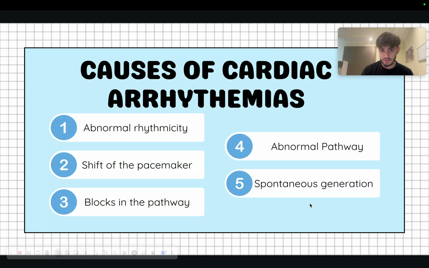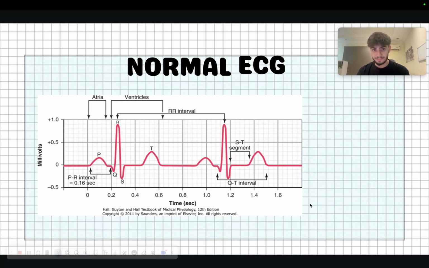Now, for causes of cardiac arrhythmias, we have five types. We can have five causes of cardiac arrhythmias. We can have abnormal rhythmicity, shift of the pacemaker, blocks in the pathway, abnormal pathway, and spontaneous generation.